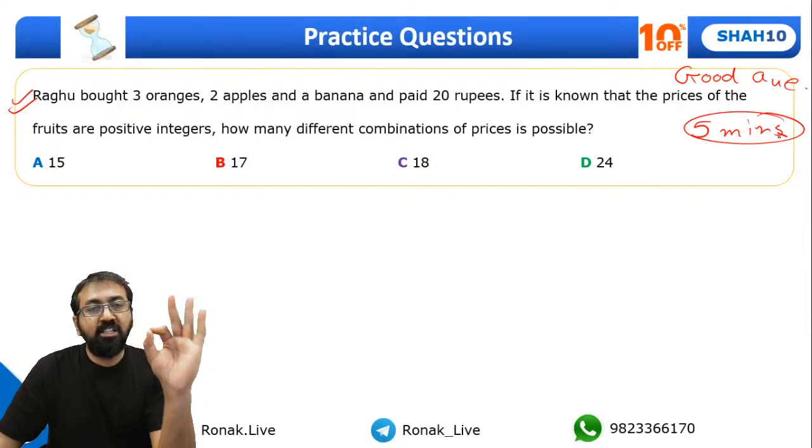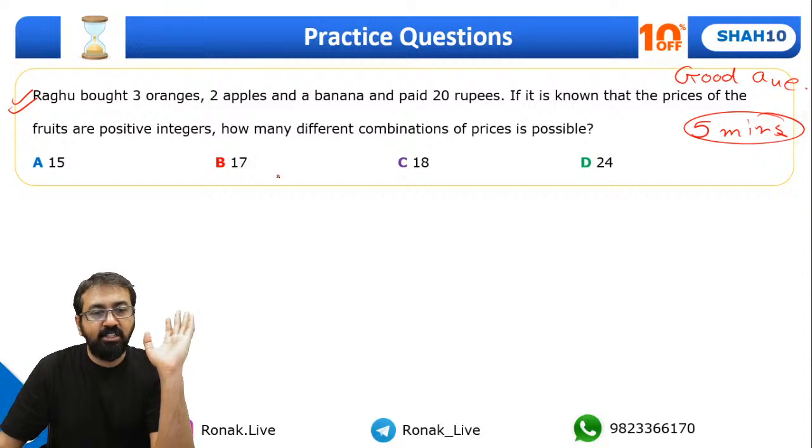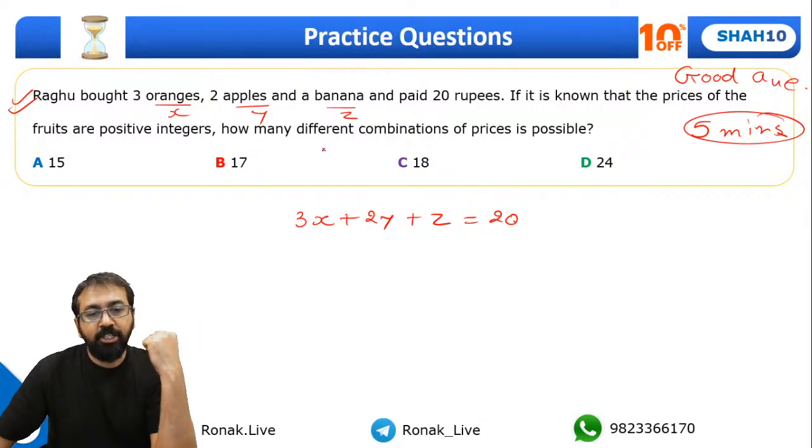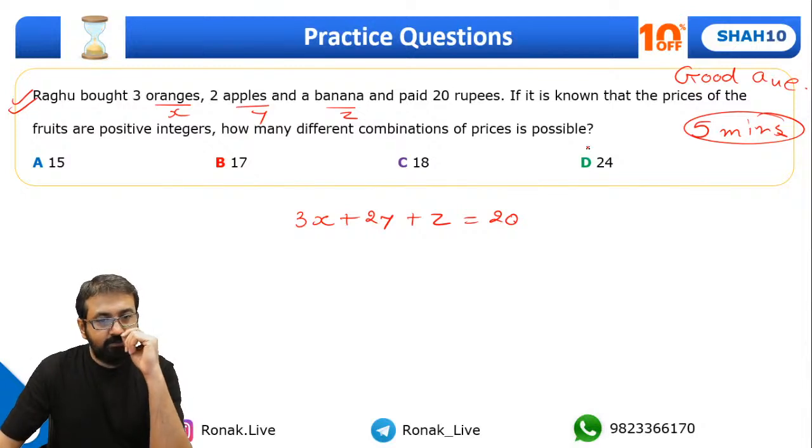See, this is of linear equation. We have already discussed linear equation. If you assume the price of each orange is X, apple is Y, and banana is Z, what they have given is 3X plus 2Y plus Z equal to 20 rupees. How many different combinations of prices are possible? This is what you need to find out. Correct?